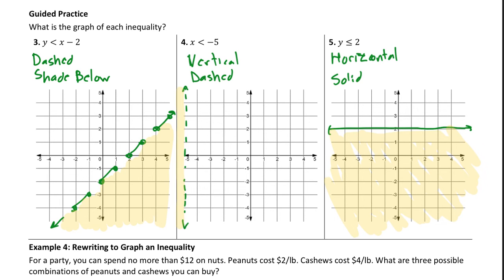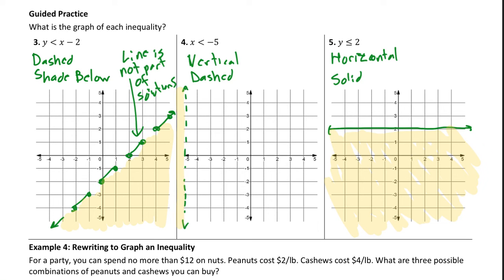Okay, so those are my graphs, and just to explain real quick, in part 3, I had a y-intercept of -2, a slope of 1, so I drew that line, and it's a dashed line because it's just less than, and I shade below. The thing I want you to understand is the reason this is dashed is because the line is not part of the solutions. So any point on the line is not a solution to this inequality. That's why it's dashed. So that's me shading below.